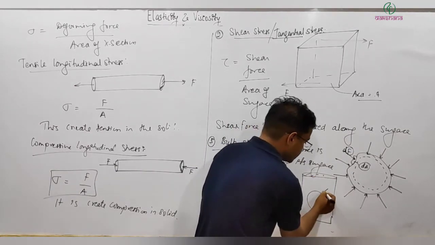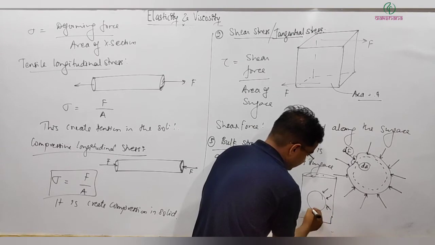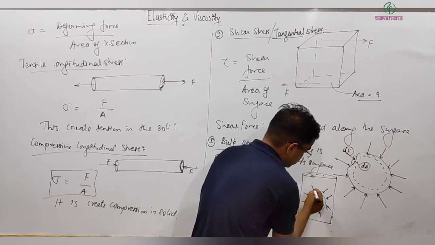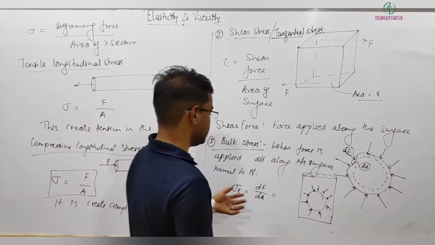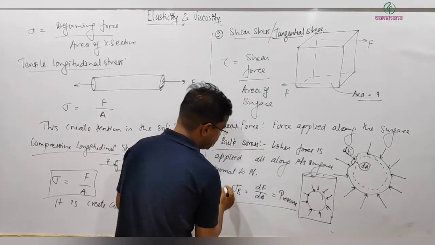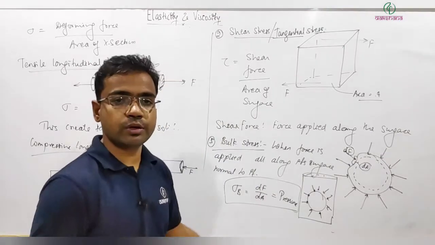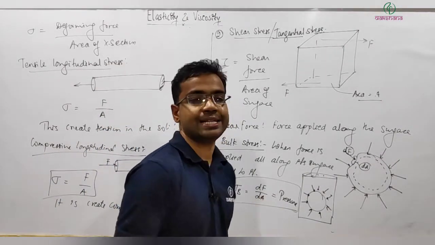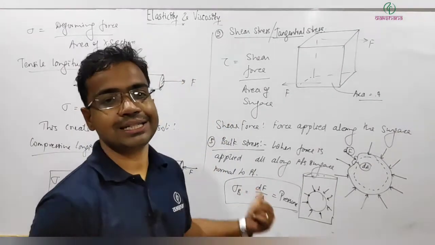So what will that be? That will be the pressure that is actually acting. This is force per unit area, and that is called pressure. So bulk stress is equal to pressure. These are the three types of stress.